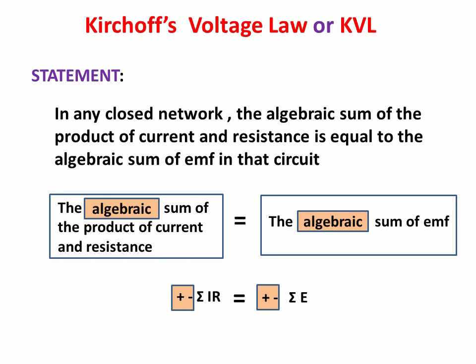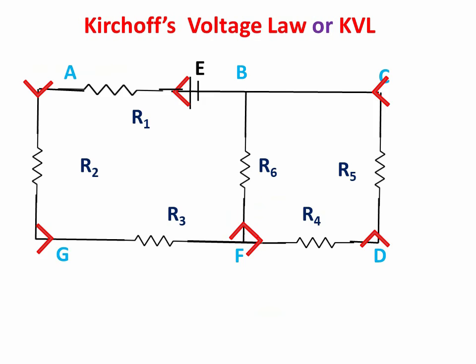From this equation you can write the statement. The plus or minus is nothing but algebraic, sigma means sum, IR means product of current and resistance, which is equal to the algebraic sum of EMF. So you can easily write Kirchhoff's voltage law from this equation. Yes, now you are well acquainted with Kirchhoff's voltage law.